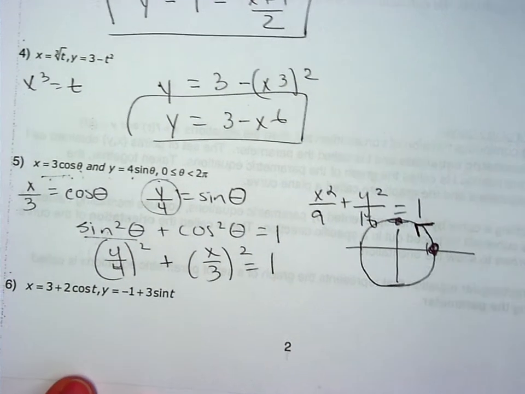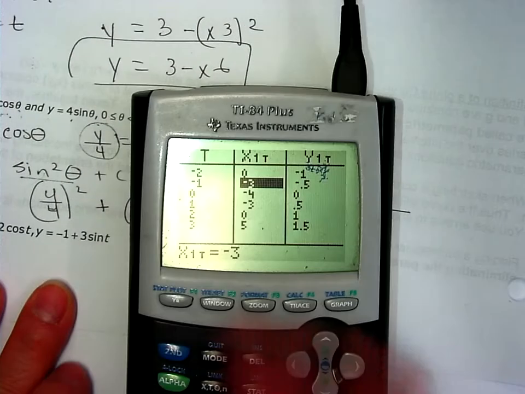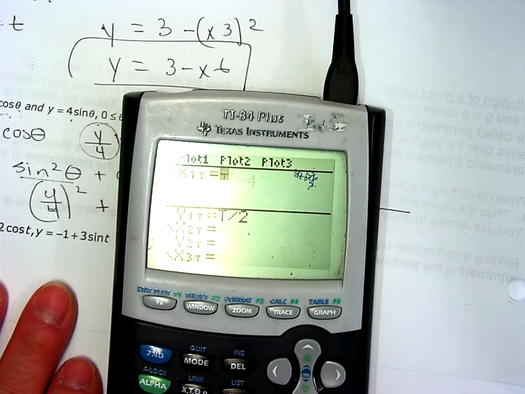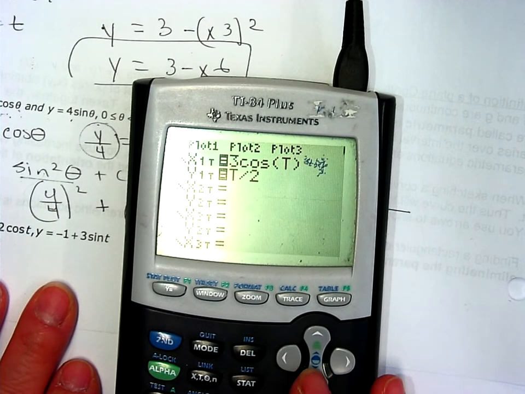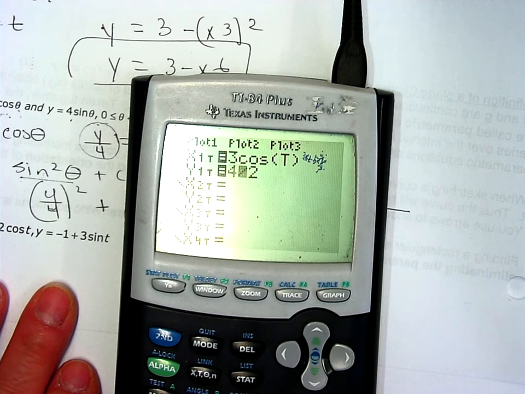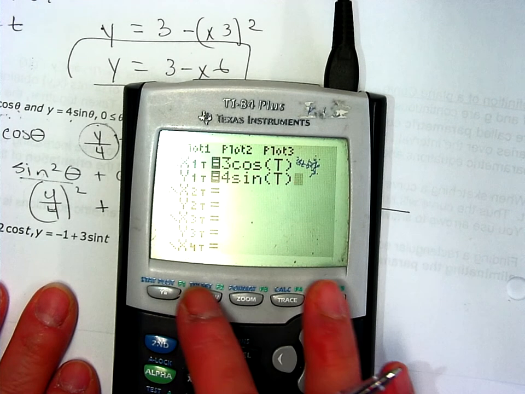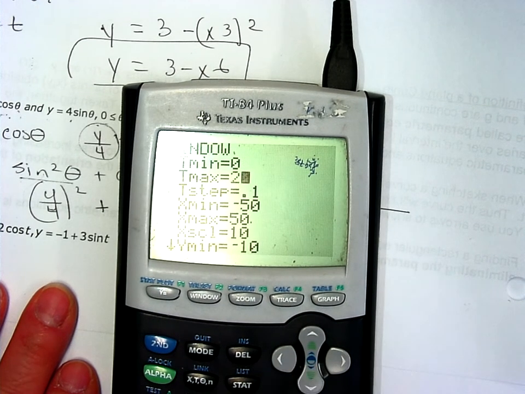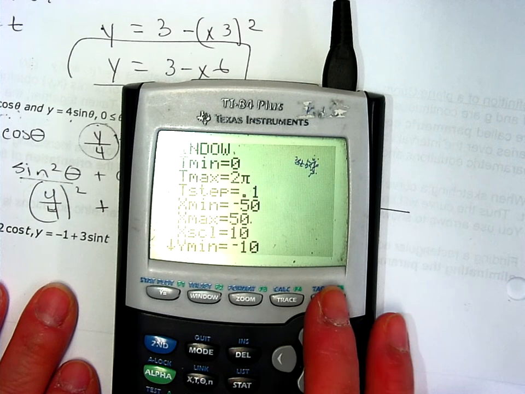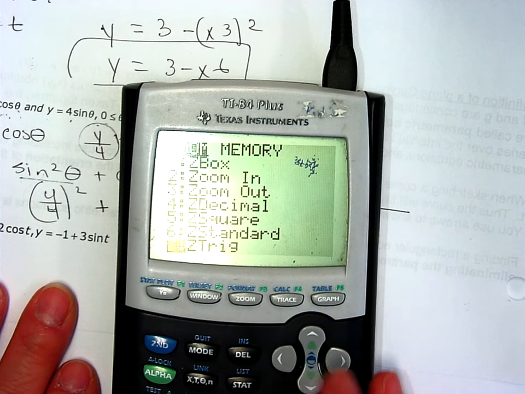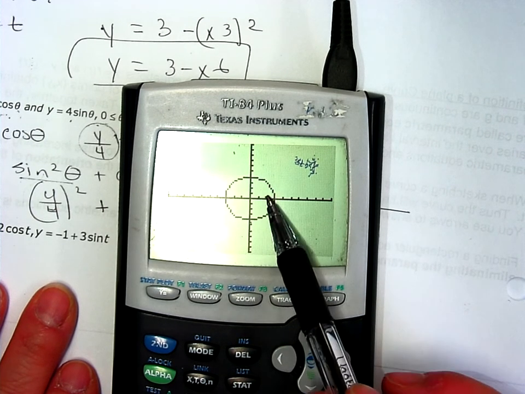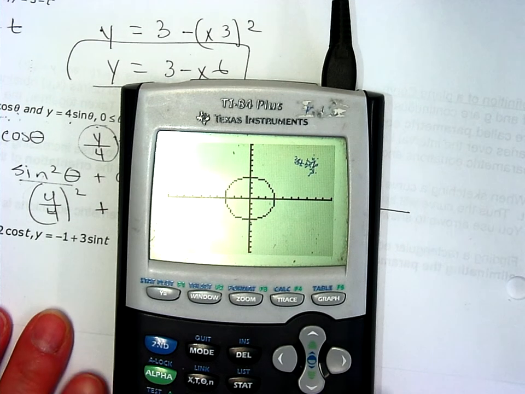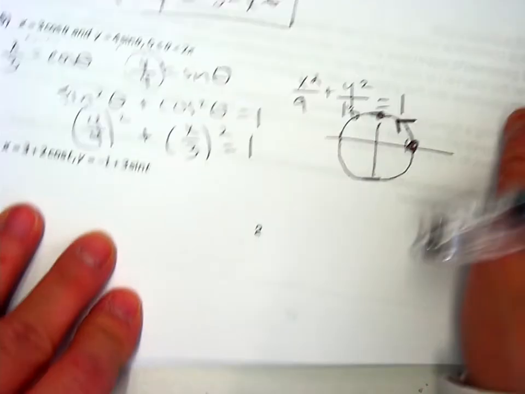You can also do it on the calculator. So go to your y equals screen. So we can do 3 cosine theta, or t. The y equation is 4 sine of t. Okay, I'm going to go from 0 to 2 pi for my t. And if you look at the graph, I'm going to look at it on a standard window. Notice it starts to the left and goes this way, so you can see the orientation on the calculator as well.